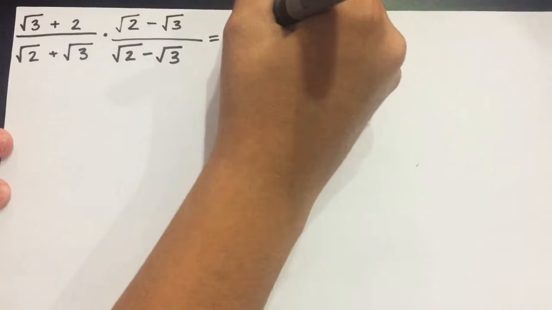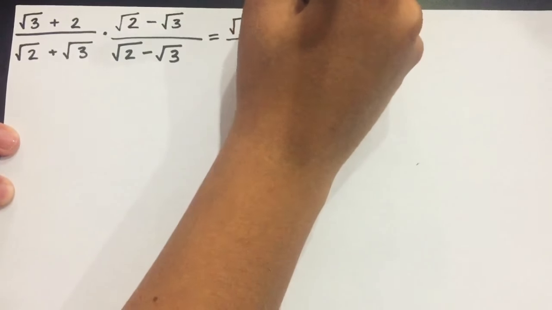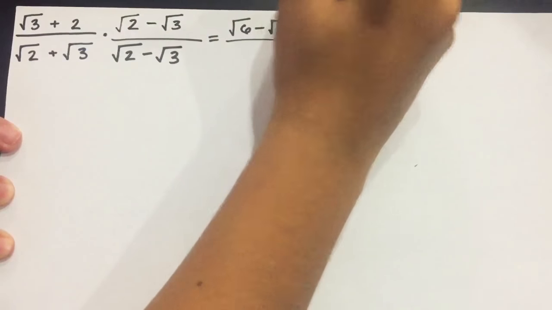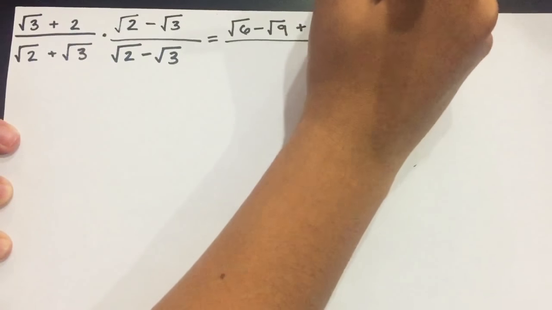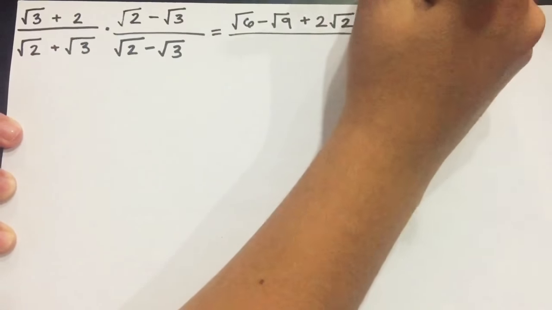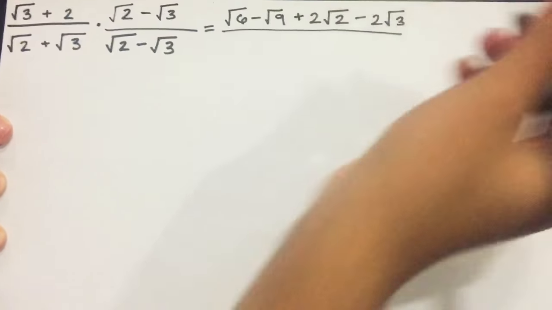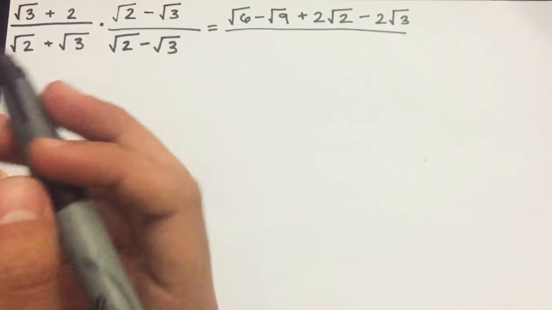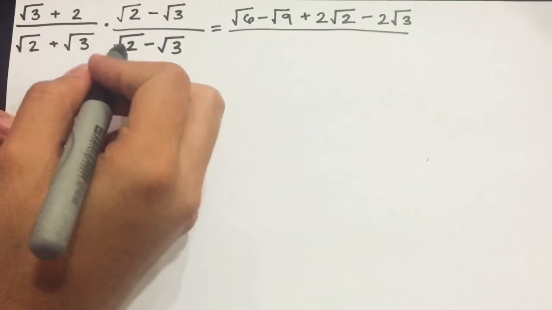So it's minus because of the sign and the square root of 9. Then is this by this. So it is plus 2 times the square root of 2. And finally, it would be minus 2 times the square root of 3. Then here we have the conjugate binomial case. So it would be this by this.